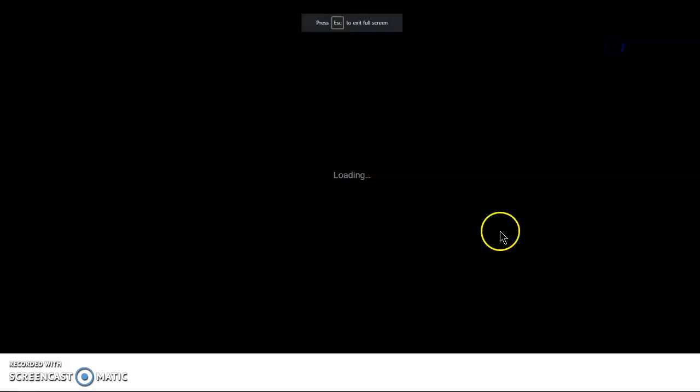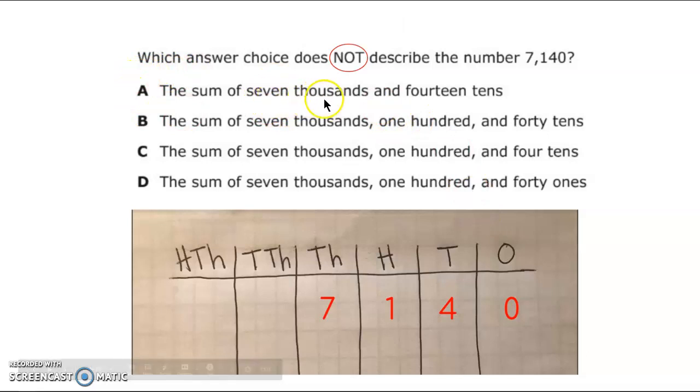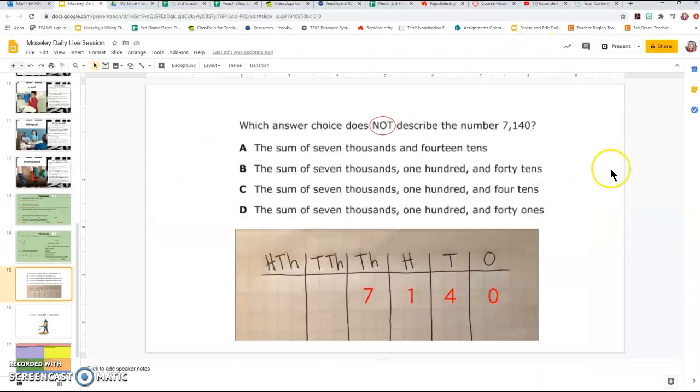So we know the only one that did not match was A, because 7 thousands and 14 tens does not make 7,140. This is another example of why making a place value chart for place value questions is so important. At the bottom of your screen, after you're done watching this video, click the next button and you're going to do a few on your own.